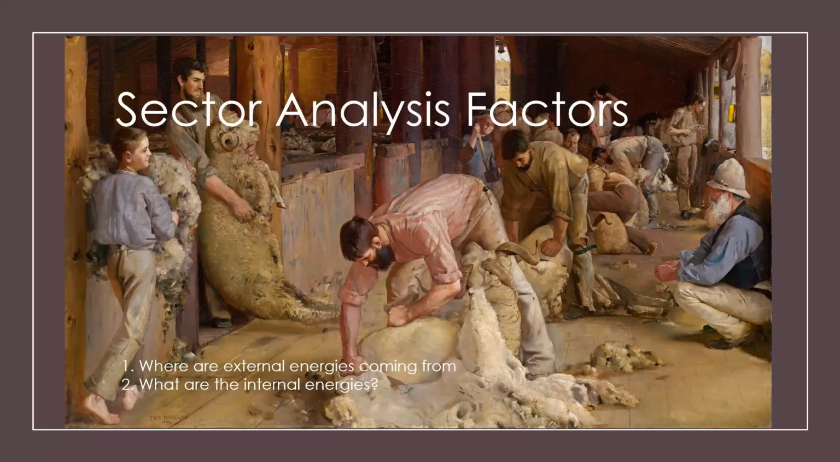This painting is called Shearing the Rams. It was painted in 1890 by Australian artist Tom Roberts. He shows the sheep shearers working in a timber shed. What are the external energies? They're cold wind and sunlight. The sunlight is their only light source.